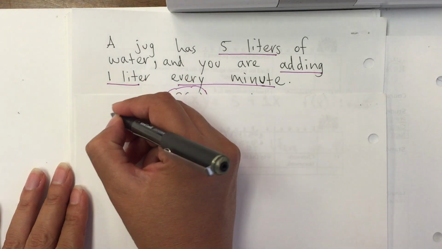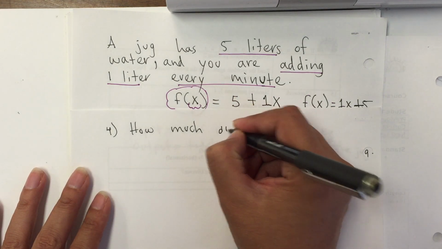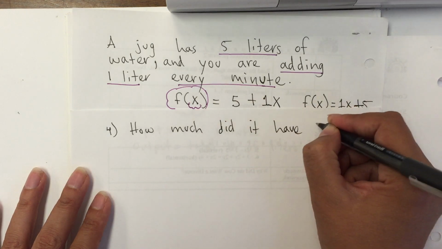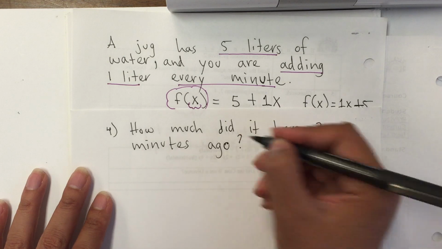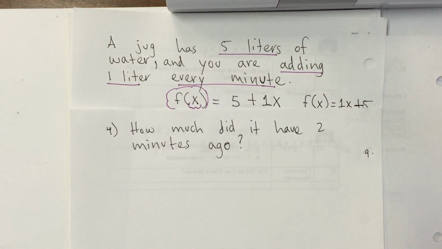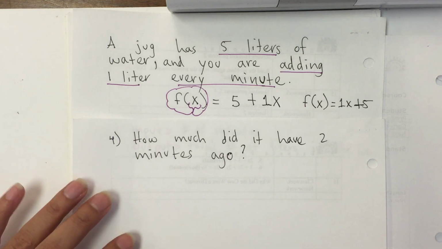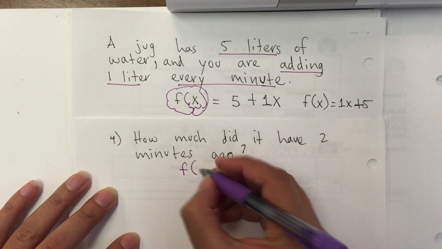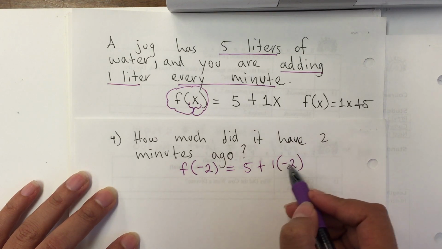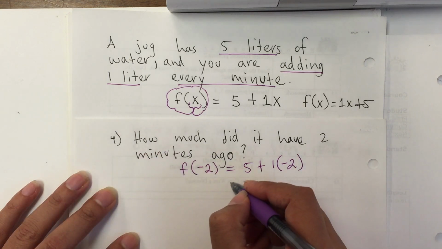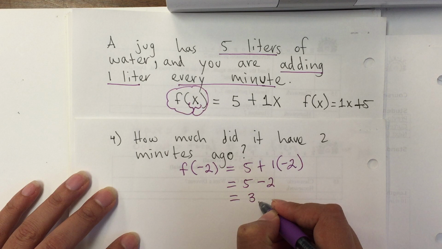How much did it have 2 minutes ago? Well, we learned in the previous quarter that minutes ago means time in the past. And in math, time in the past is represented with a negative number for x. And so we would say that f of negative 2, meaning 2 minutes ago, equals 5 plus 1 times negative 2. Again, kind of like subtracting the ones that I hadn't put in yet. So positive 1 times negative 2 is negative 2, and 5 minus 2 equals 3, which makes sense.